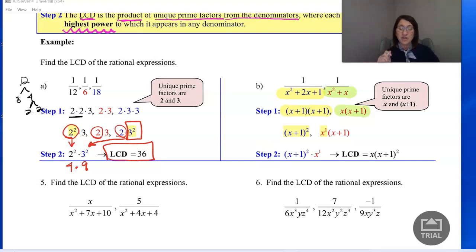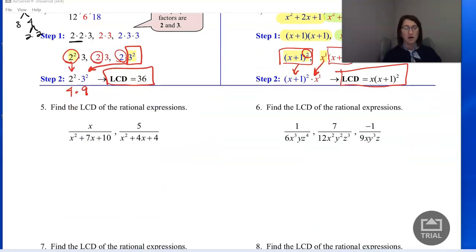So when I'm comparing the x plus 1 from each of those denominators, I'm going to pick the x plus 1 that has the highest exponent. That's what becomes part of my LCD. And then I still have that x, which is unique, so I need to bring that down there. So that whole thing is going to be my LCD.